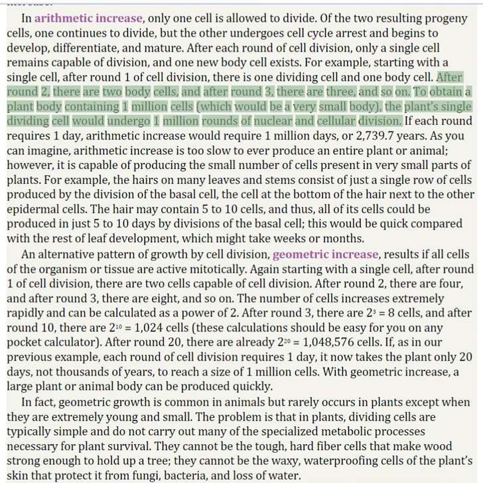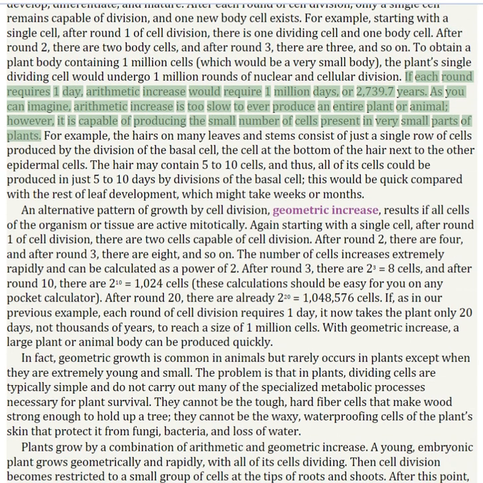After round 2, there are 2 body cells, and after round 3, there are 3, and so on. To obtain a plant body containing 1 million cells, the plant's single dividing cell would undergo 1 million rounds of nuclear and cellular division. If each round requires 1 day, arithmetic increase would require 1 million days, or 2,739.7 years. As you can imagine, arithmetic increase is too slow to ever produce an entire plant or animal.